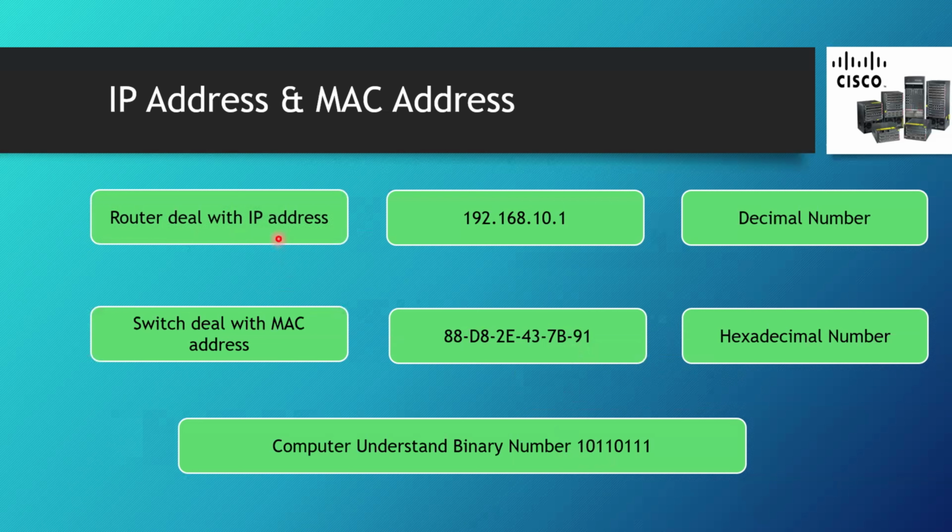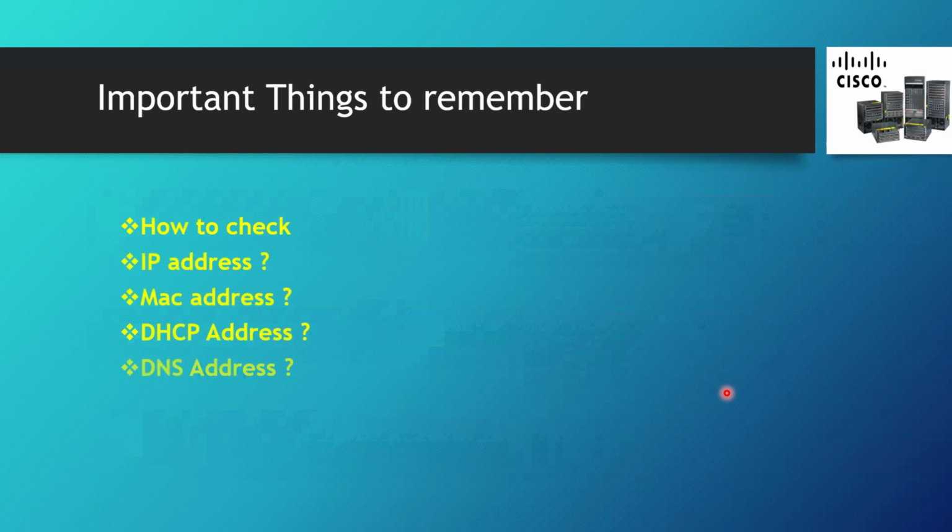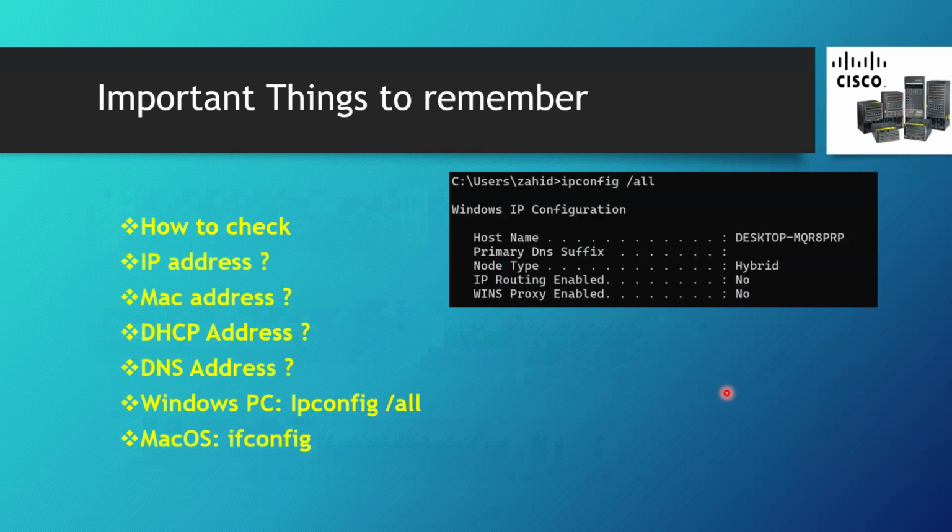Important things to remember: how to check IP address, how to check MAC address, how to check DHCP and DNS address from our computers. That's one of the important parts. For Windows PC, we can use ipconfig /all. For Mac OS, we can do ifconfig. We need to go to terminal and then we can apply this command. Let's say Windows PC, we can go to command prompt, and then after that we can apply ipconfig /all.